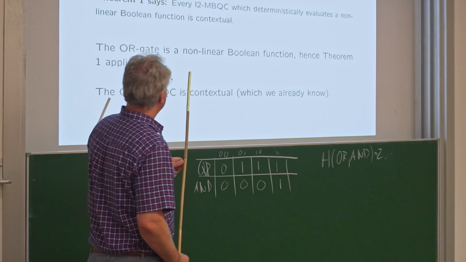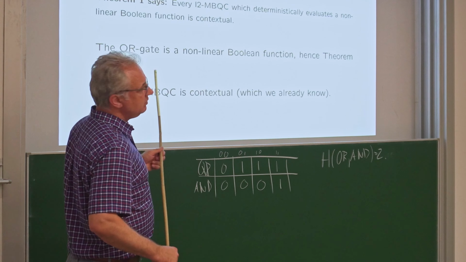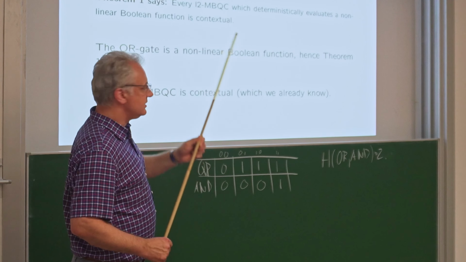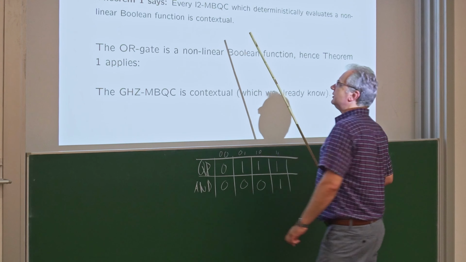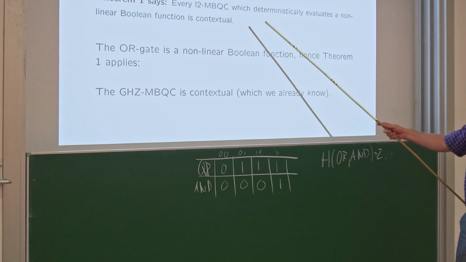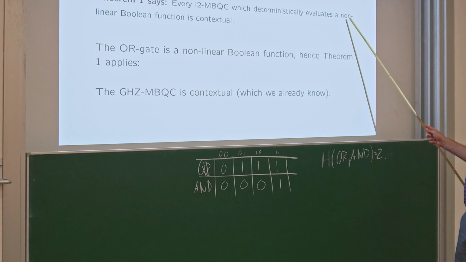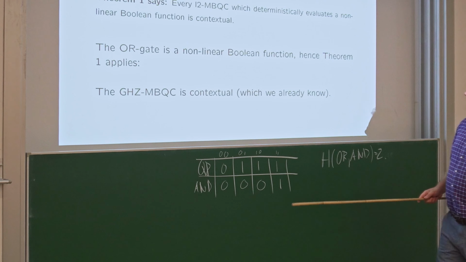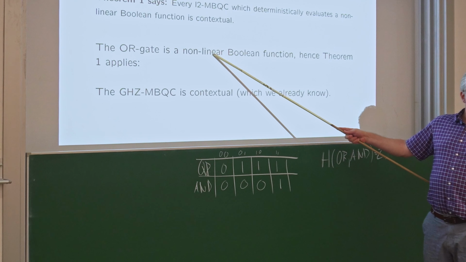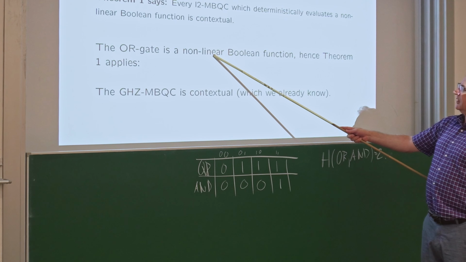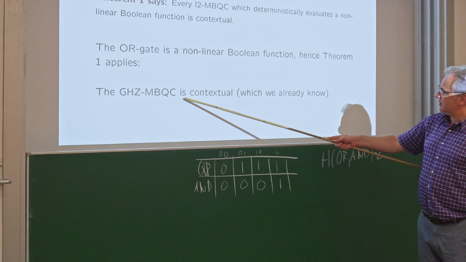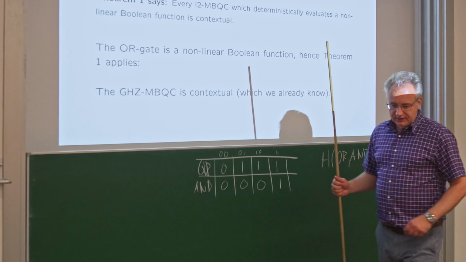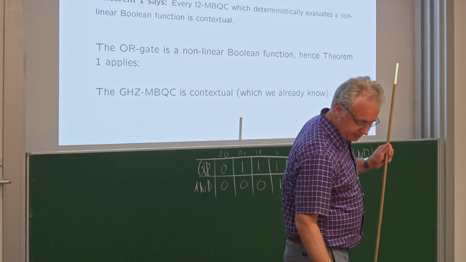So we want to connect our general statements to what we said before. I mean, the theorems that we now have should cover this example. So let's see if that checks out. Theorem 1 said, every such measurement-based quantum computation which deterministically evaluates a nonlinear Boolean function is contextual. Okay, so the OR gate is a nonlinear Boolean function, and therefore the theorem says this computation is contextual, which we already knew. We had discussed the example before, but it is consistent with the theorem.